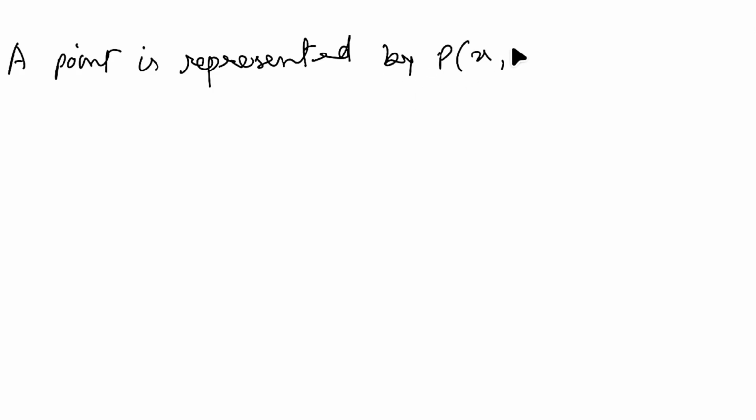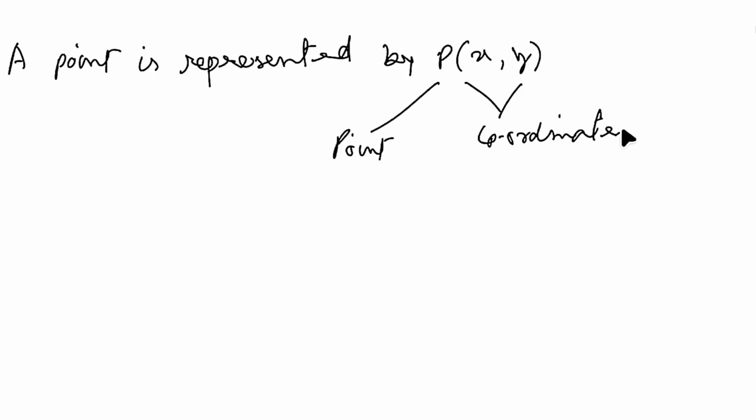A point is represented by P(x, y), where P is the point, and x, y are the coordinates. It is called coordinates. Coordinates of P: x comma y is the coordinates of the point P. It is always written in this pair, x comma y, not y comma x. Always remember this.